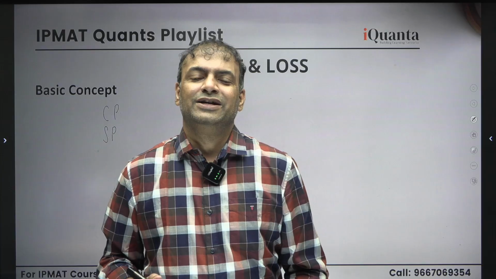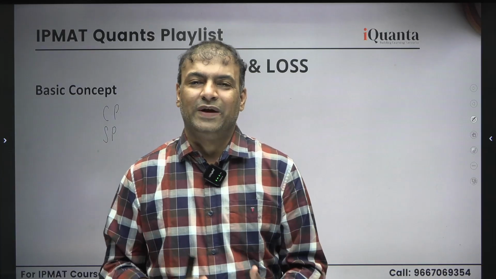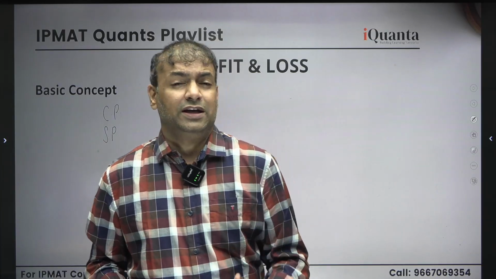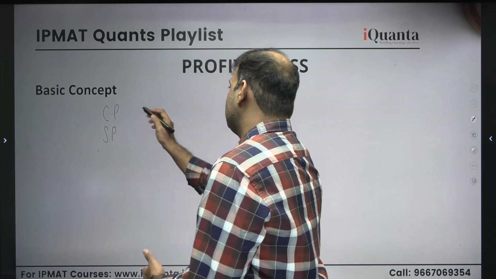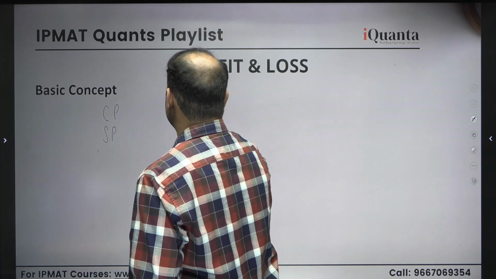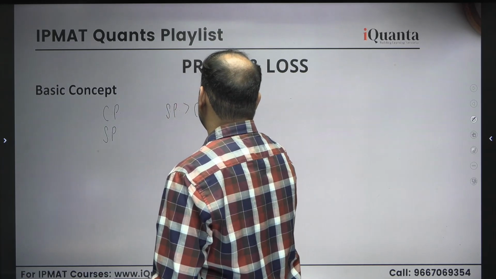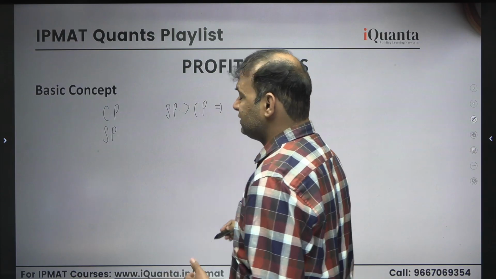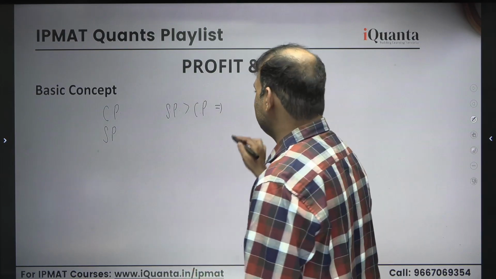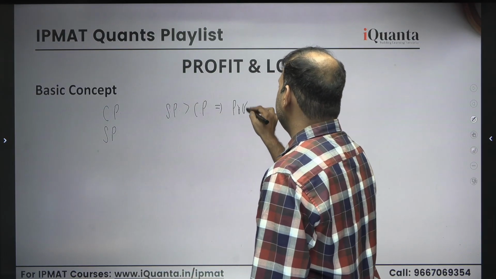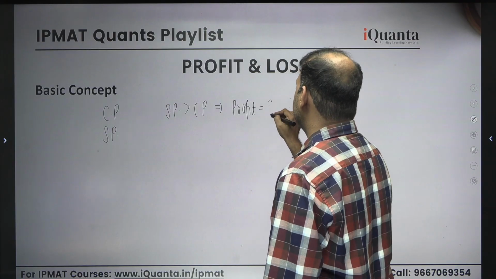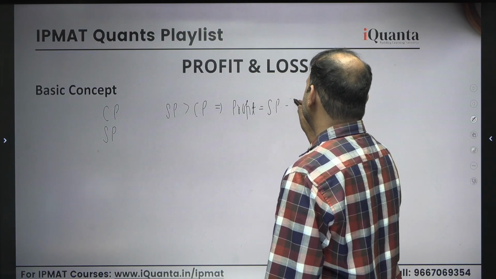Simple, right? So now coming to profit and loss. The shopkeeper makes a profit when the selling price is more than the cost price, right? We can say at that moment the shopkeeper is making the profit. And what is the amount of the profit? Profit is simply selling price minus the cost price. Very simple.